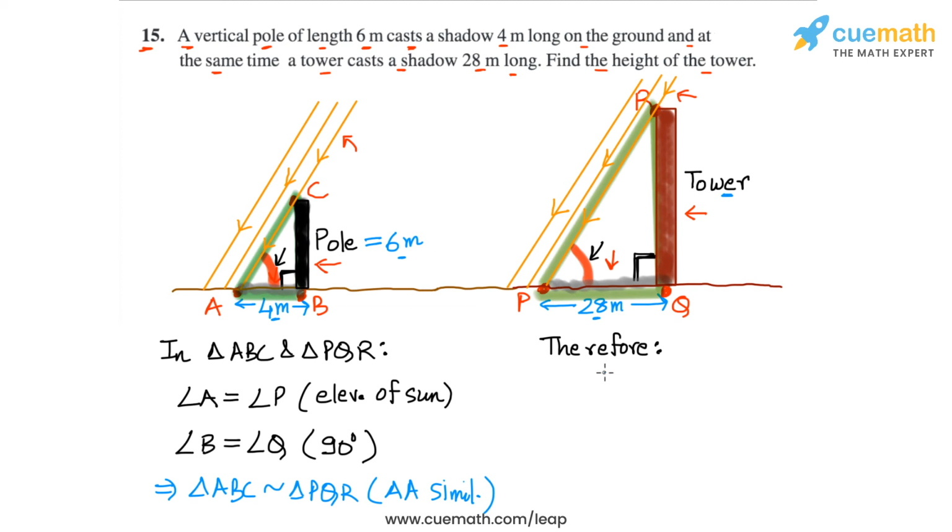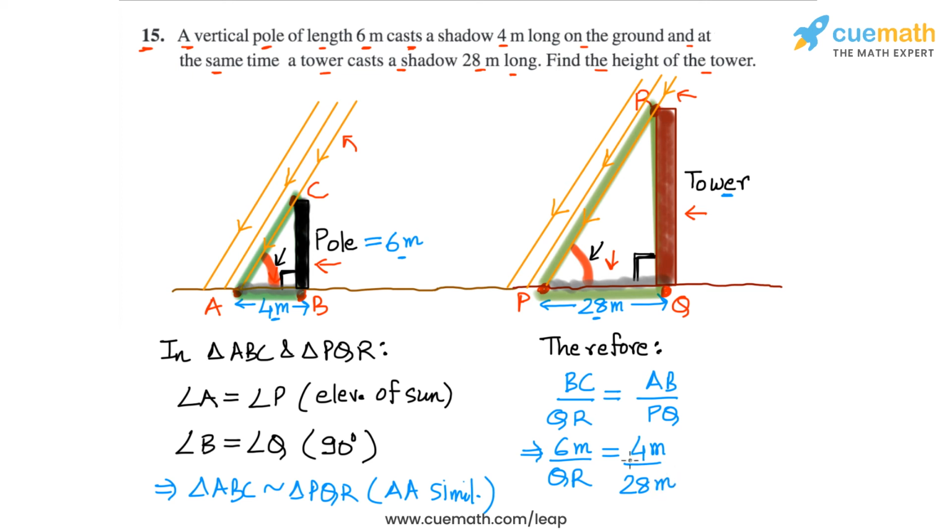So therefore we can say that BC, which is the pole's height, observe the figure, BC is the pole's height, by the corresponding side in PQR, which is QR, the tower's height, must be equal to AB, the pole's shadow, by PQ, the tower's shadow. Okay, so let's plug in the values. So BC is 6 meters, QR is unknown, AB is 4 meters, and PQ is 28 meters.